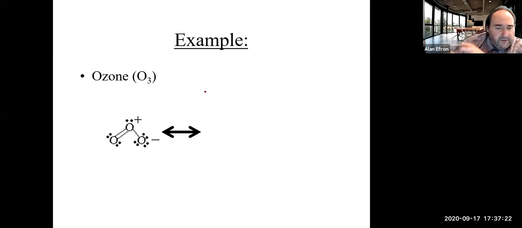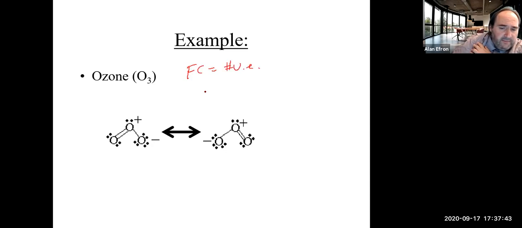Again, here's our ozone. We could have the double bond on the left. We could double bond on the right. The charges there are the formal charges that we talked about last time. And a reminder, when you calculate formal charge, you take the number of valence electrons in the free atom minus the number of non-bonding electrons minus 1/2 the number of bonding electrons. And you do that for ozone, as we see here.